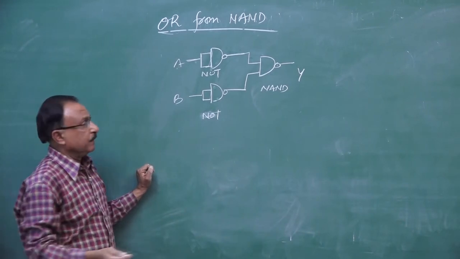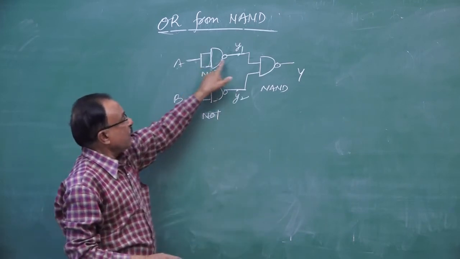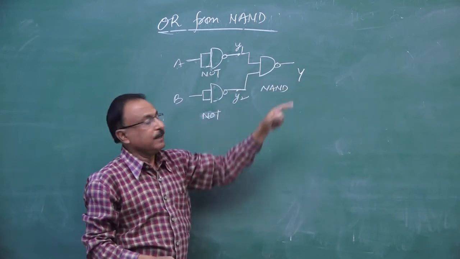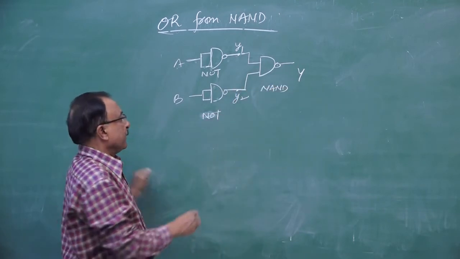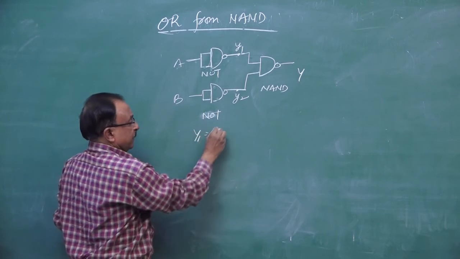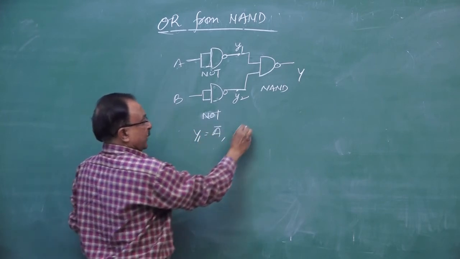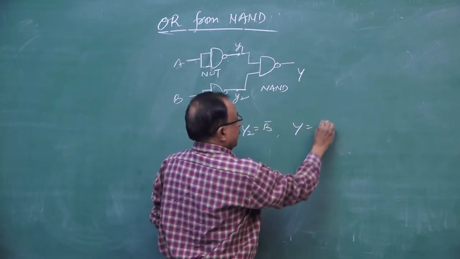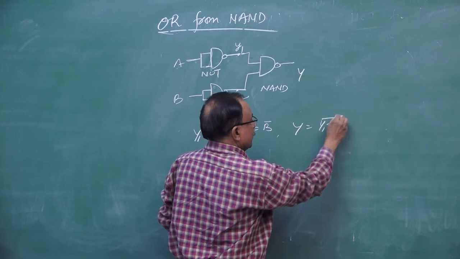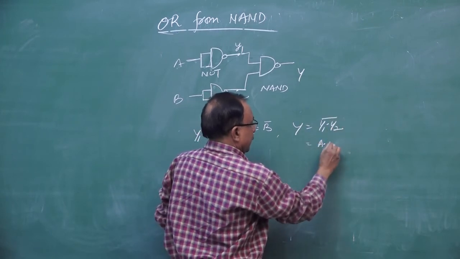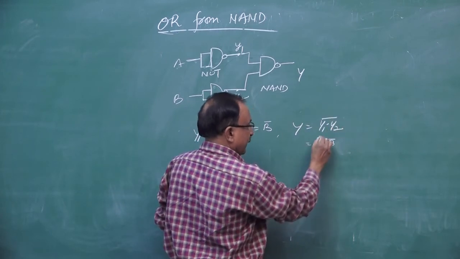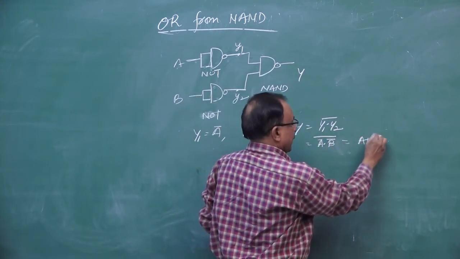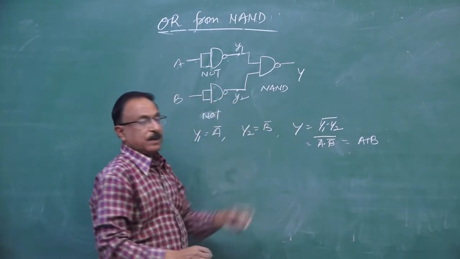And this output will be the OR. Now how to check? First we mark the output of each gate as Y1 and Y2, and then finally the third gate is Y. What is Y1 here? A naught. What is Y2 here? B naught. What is Y here? (Y1 into Y2) naught. That is A naught and B naught separately, and the not of both of them. So it is A plus B. This is Boolean algebra.